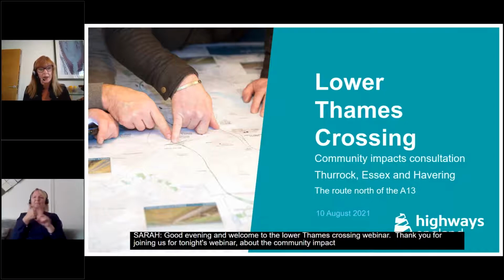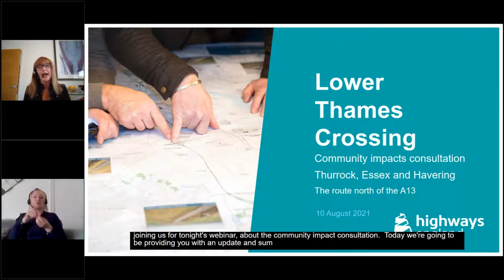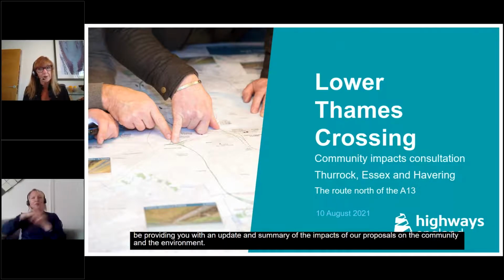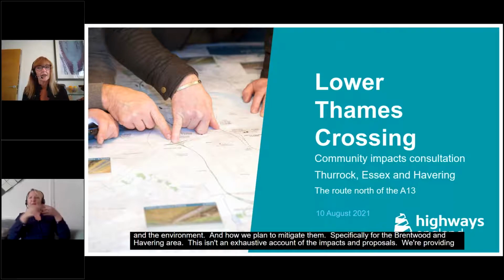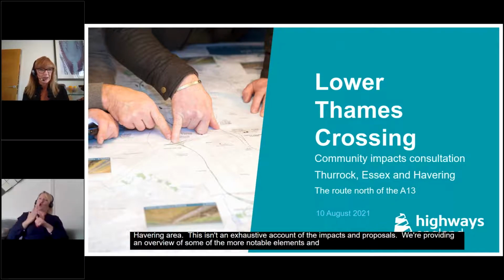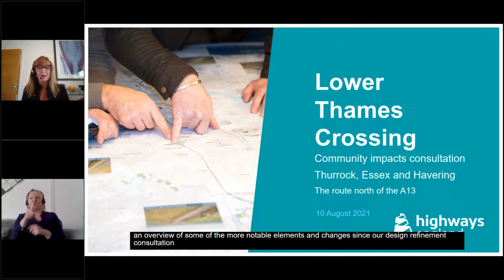Today we're going to be providing you with an update and summary of the impacts of our proposals on the community and the environment and how we plan to mitigate them, specifically for the Brentwood and Havering area. To be clear, this isn't an exhaustive account of the impacts and proposals, but rather we're providing you with an overview of some of the more notable elements and changes since our design refinement consultation last year. There are many other ways you can ask specific questions, and I'm going to give you more details on that in a moment.